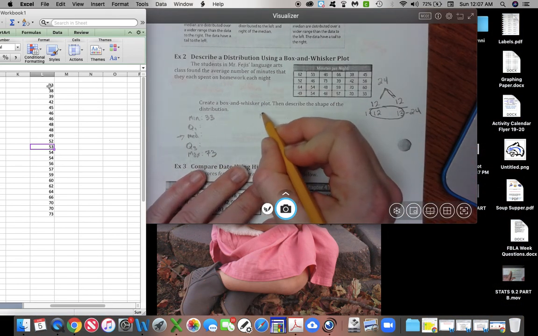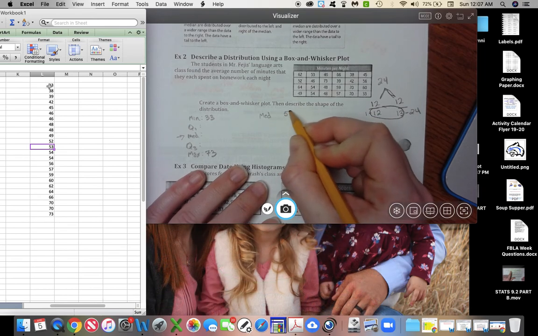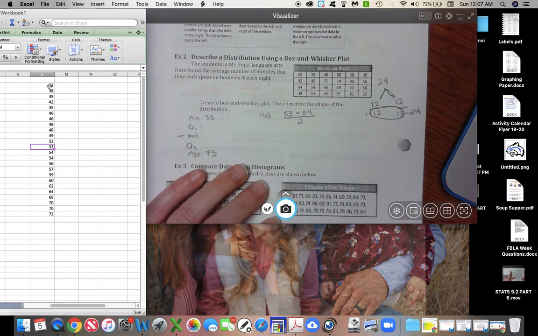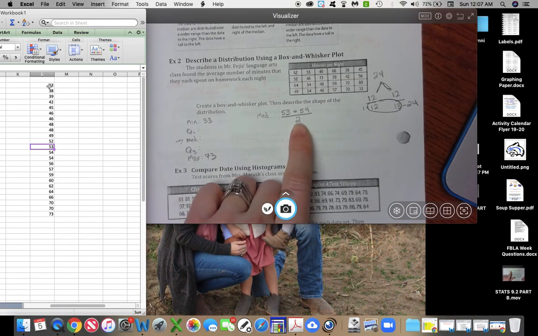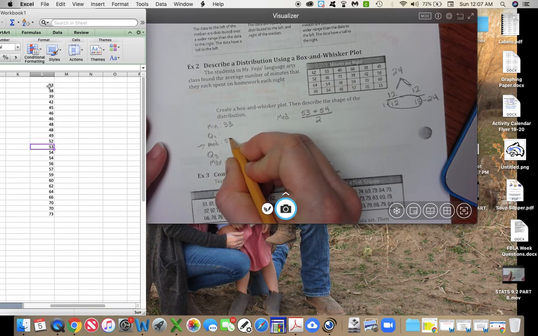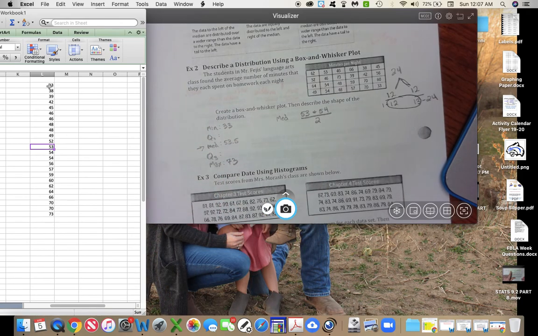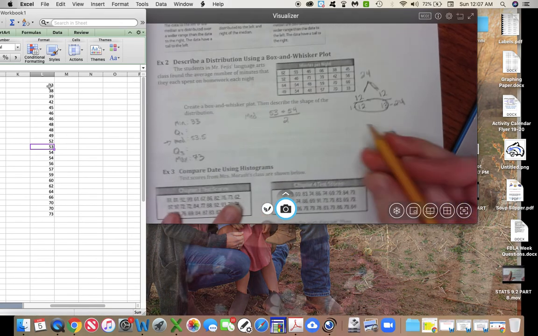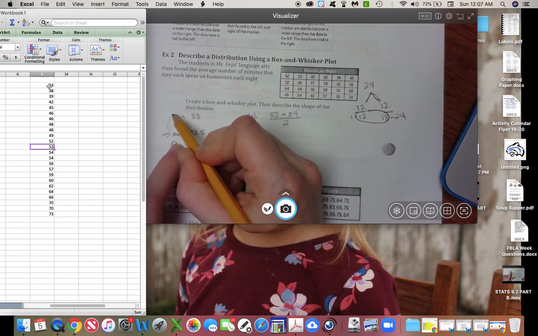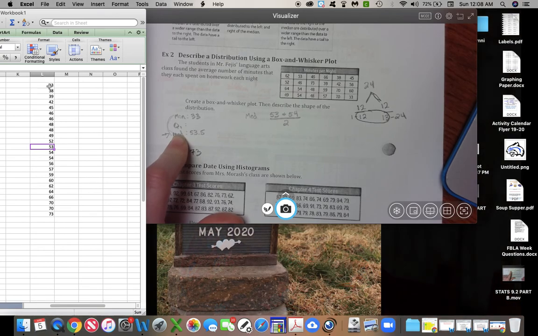So to find my median, I have 53 and 54. I'm going to add those together and divide by 2, or just think about what number is exactly between 53 and 54. It's going to be 53.5, okay? All right, now to find the Q1 is just going to be exactly the middle of this first section, okay?